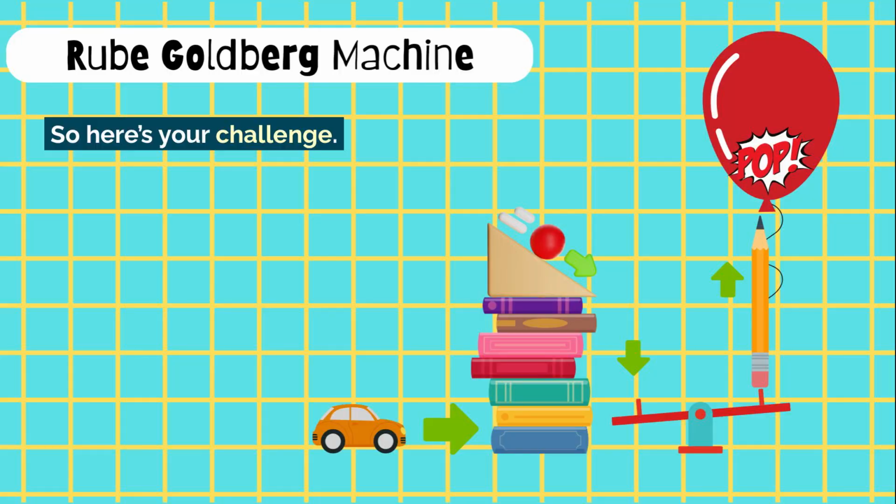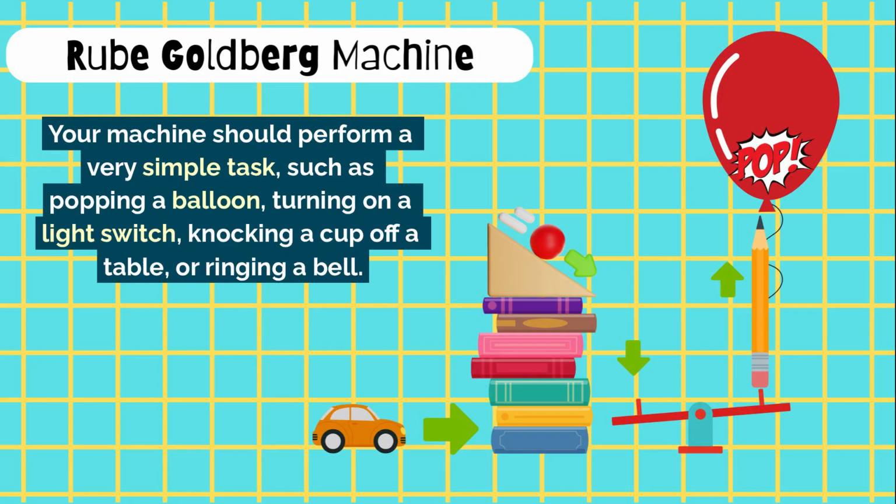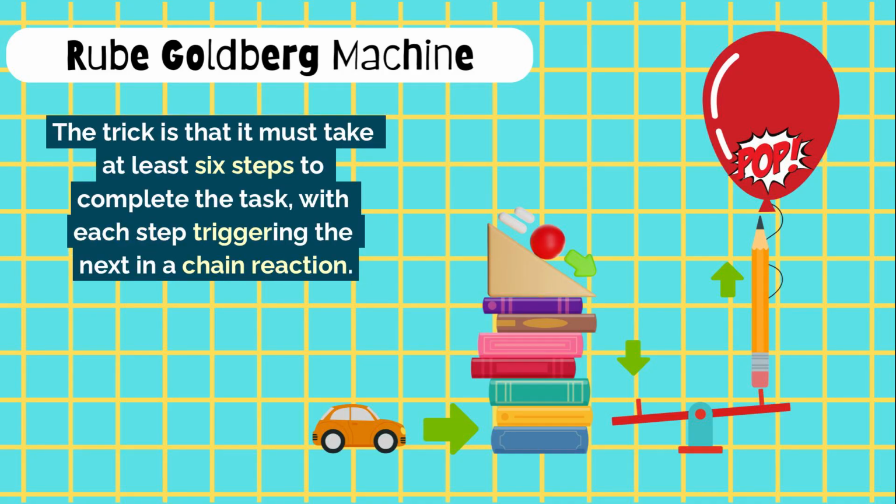So here's your challenge. You're going to design and build your own Rube Goldberg machine. Your machine should perform a very simple task, such as popping a balloon, turning on a light switch, knocking a cup off a table, or ringing a bell. The trick is that it must take at least 6 steps to complete the task, with each step triggering the next in a chain reaction.